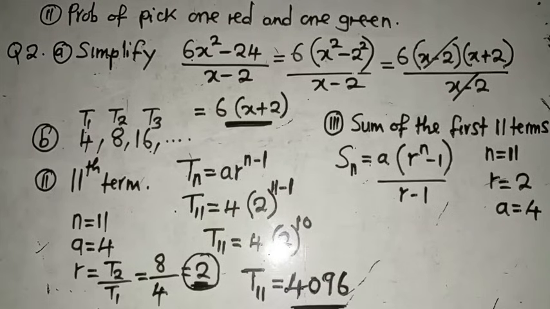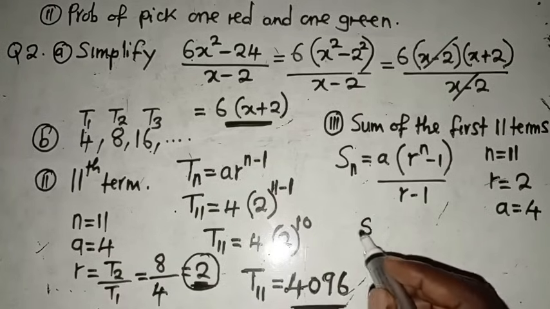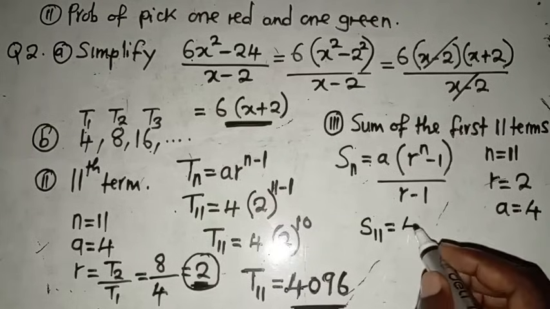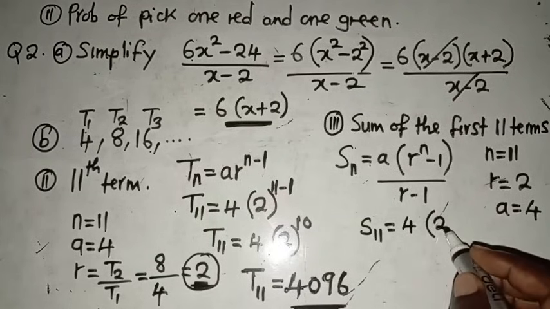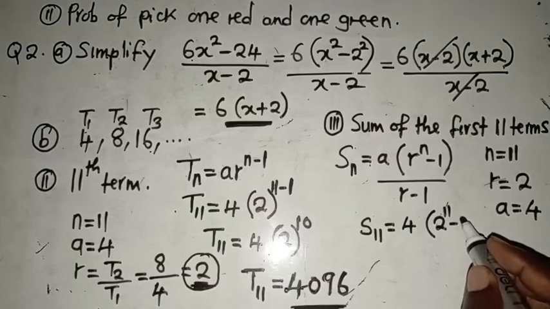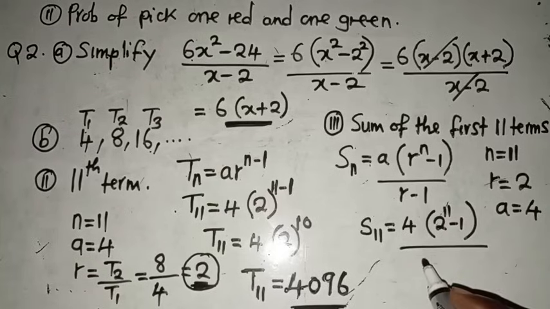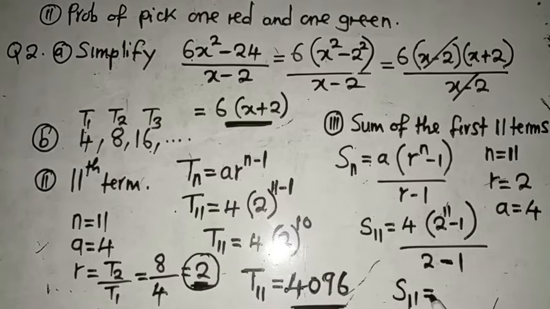So I want you people to follow me clearly, even as I teach you this. We say S11 is equal to, what is the first term there? The first term is 4, common ratio 2 to the power 11 minus 1, over common ratio 2 minus 1.